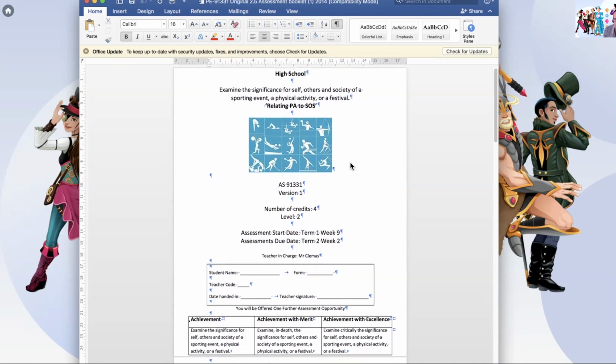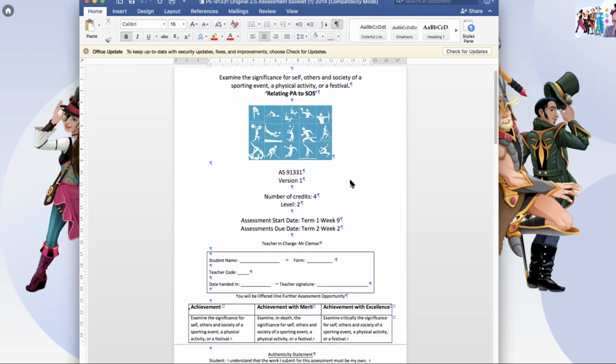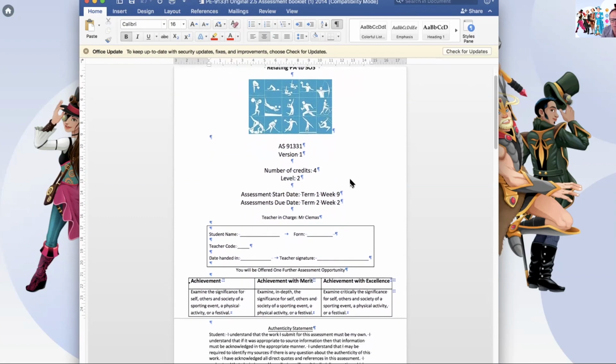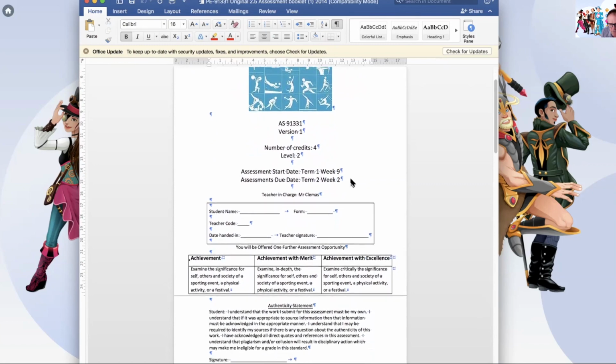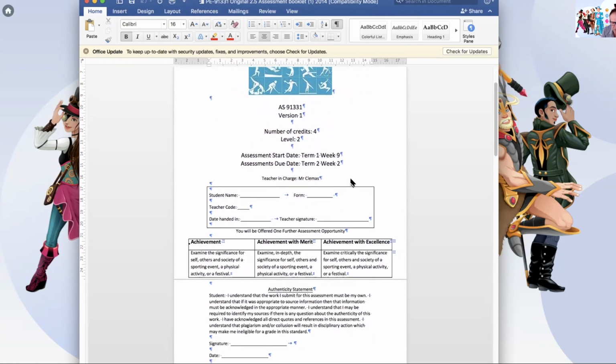Well, you get: examine the significance for self, others, and society of a sporting event, physical activity, or festival. The first thing you think, of course, because your name is Nigel and you do have half a brain, is, couldn't the idiot make their mind up in the first place? And Nigel's correct, the idiot couldn't. So we carry on. And then we have the first page with 3 possibilities.